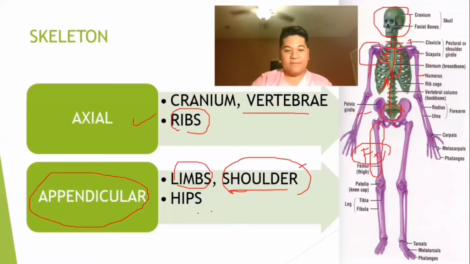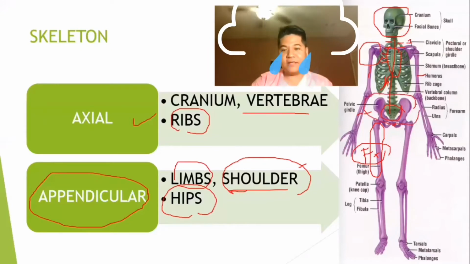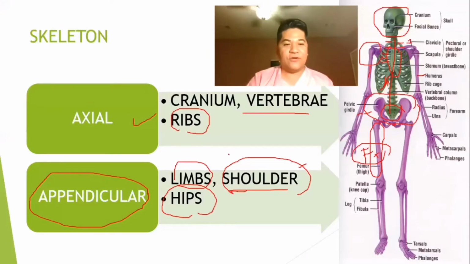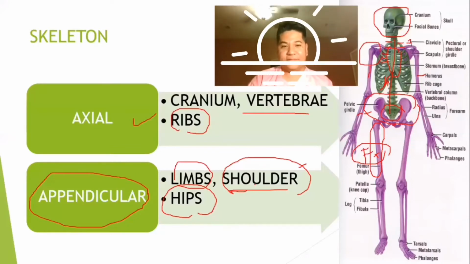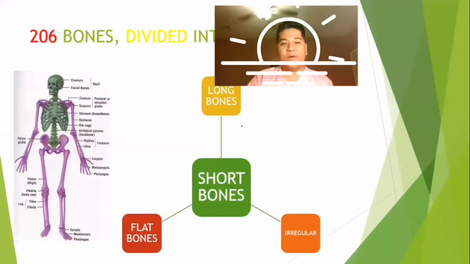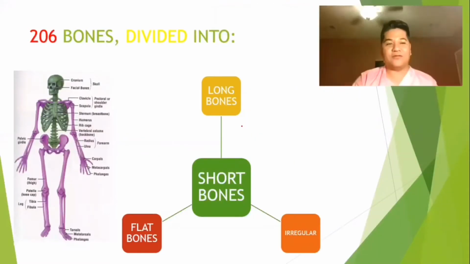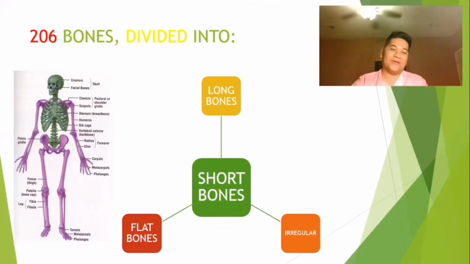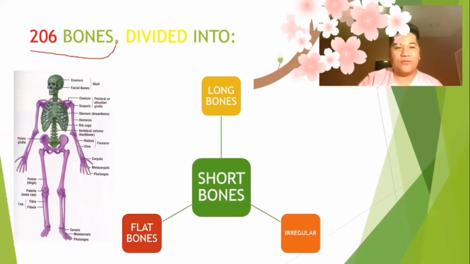Then we also have the hips. Hips are important for pregnancy. They need to be lax so the baby will come out. So that's for your axial and appendicular. We have 206 bones. What if you only had 26 bones in the body? Okay, we have 206 bones in our body, the whole body.